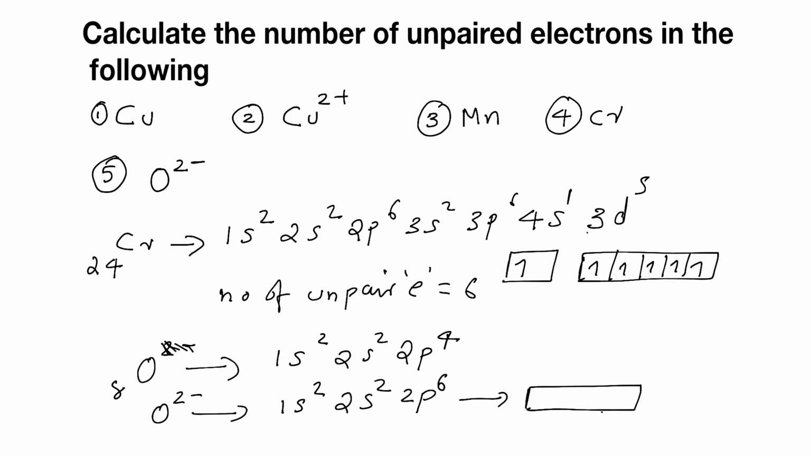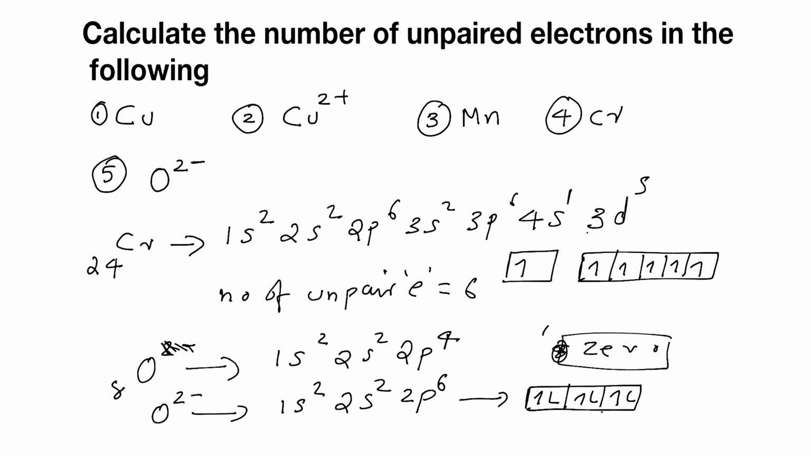2p means how many orbitals? How many boxes? 3 boxes. How many electrons? 6. 1, 2, 3, 4, 5, 6. How many unpaired electrons? 0. Okay, 0 unpaired electrons. Clear? Okay, this is how you have to find the number of unpaired electrons.